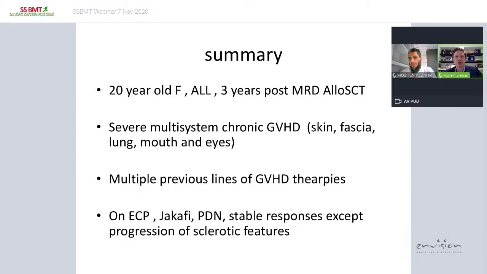Another option would be to continue what you're doing right now, the ECP and the ruxolitinib, simply very intense, right? Like two sessions of ECP. And as you said, it seems that she has a stable response. Only the sclerotic features are progressing. So if you would give her methotrexate, for example, and see if that helps, and if that doesn't help, then perform this thoracoabdominal irradiation. I think this would be what I would probably do.